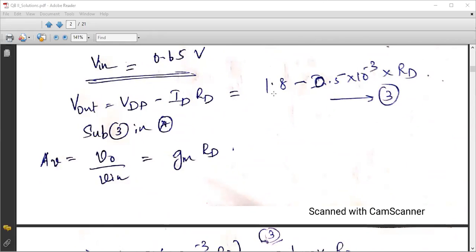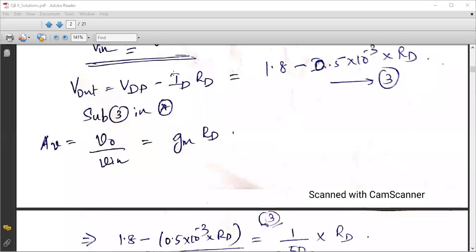So the numerator will become 1.8 minus 0.5 into 10 to the power minus 3 into RD, divided by 0.55, is equal to 1 by 50 into RD. And after solving, you will be getting the answer for RD. Put your answer in the chat box.